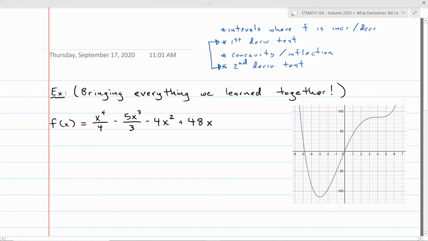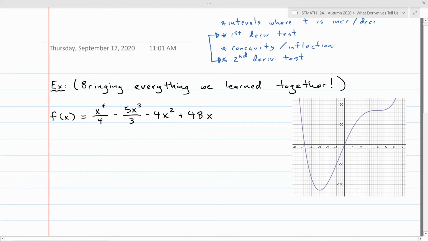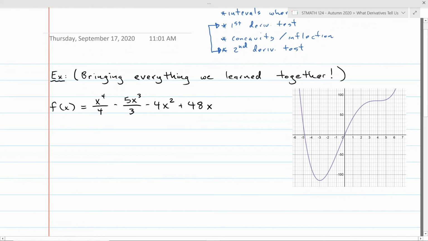And it appears that there's an absolute minimum at -3, but it looks like there are no absolute maximums, only an absolute minimum, and I don't see any other local extrema either. So I'm guessing we're only going to get one local extremum, and it's going to be a minimum. Okay, so let's see what we got.